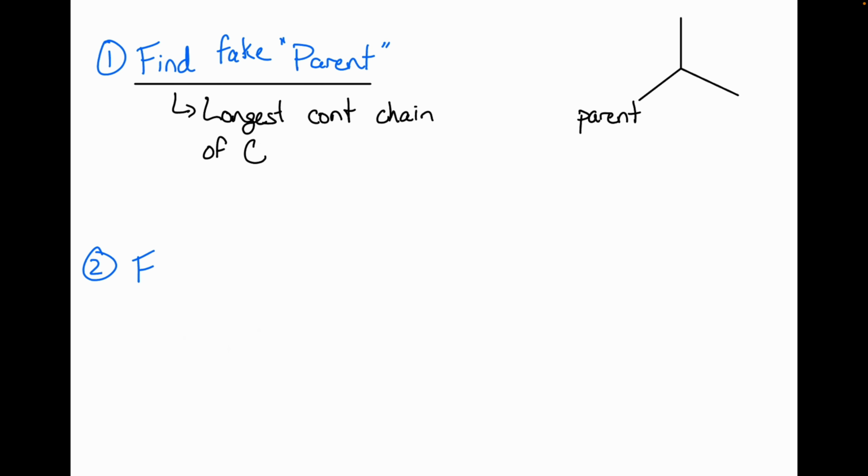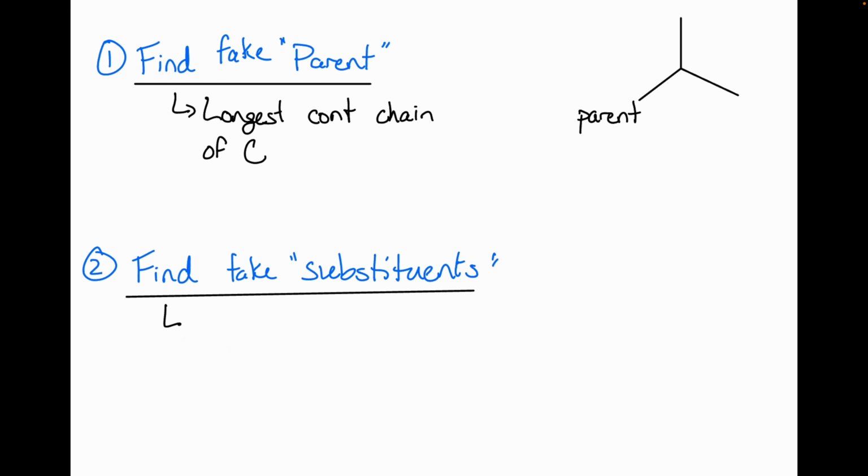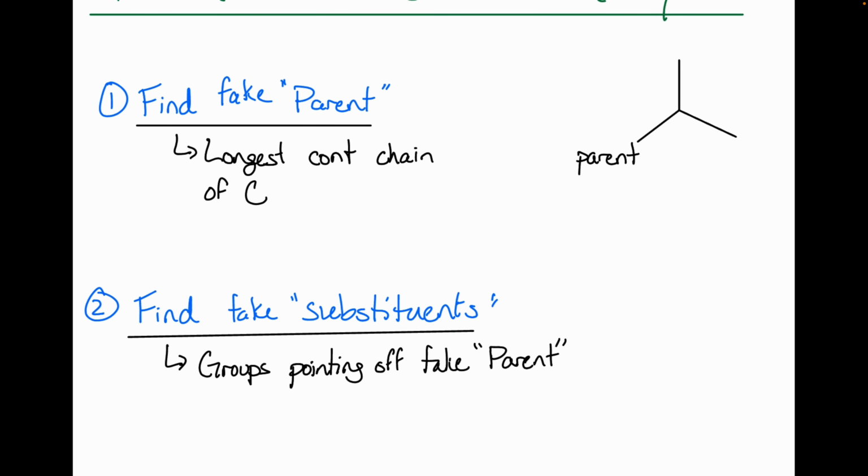Step 2, same as before. Find any, again, what we're going to call now our fake substituents. These are any groups pointing off that fake parent. Okay, so within this branched alkyl group right here, step 1 is I'm going to find my fake parent chain, my longest continuous set of carbons. So these 2 here is the longest chain that I got.